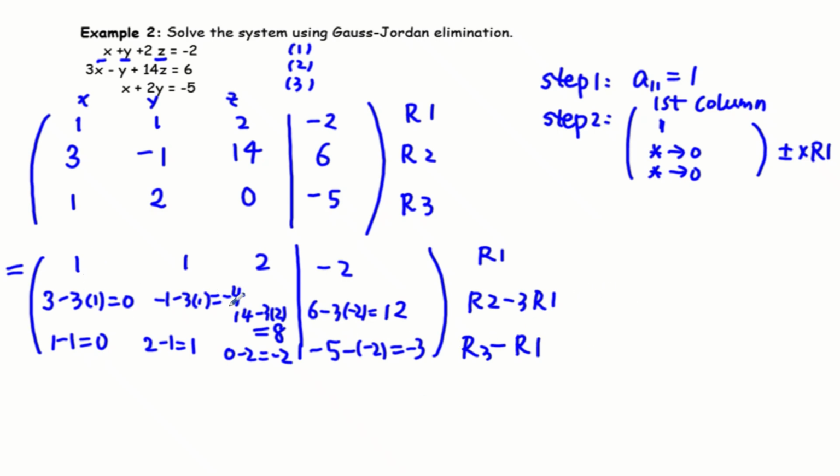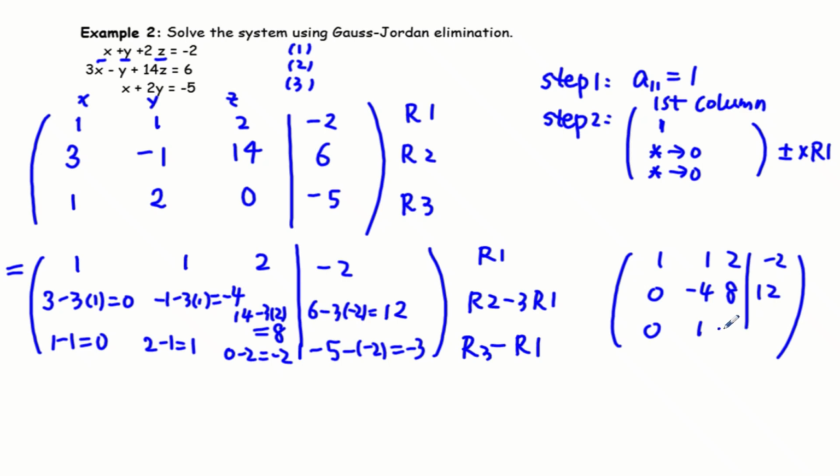And you don't have to write all the middle steps. You could just write 1, 1, 2, -2. Then we have 0, -4, 8, 12, 0, 1, -2, -3. So this is after the subtraction what we are going to have.